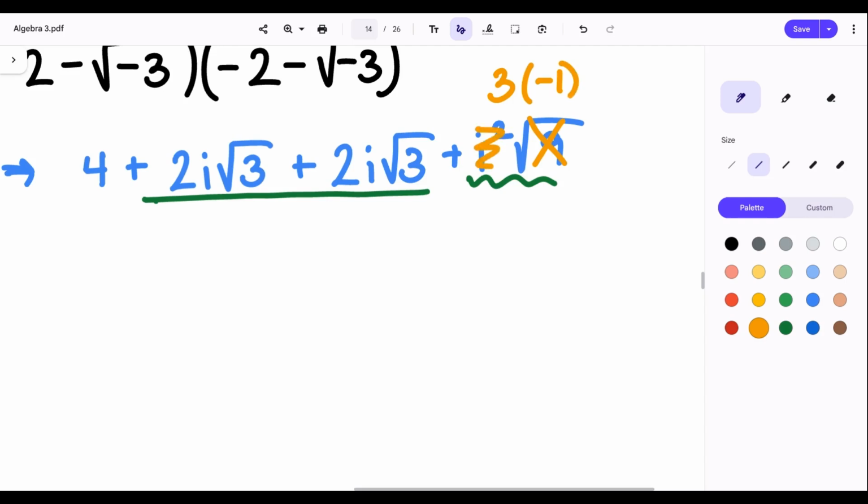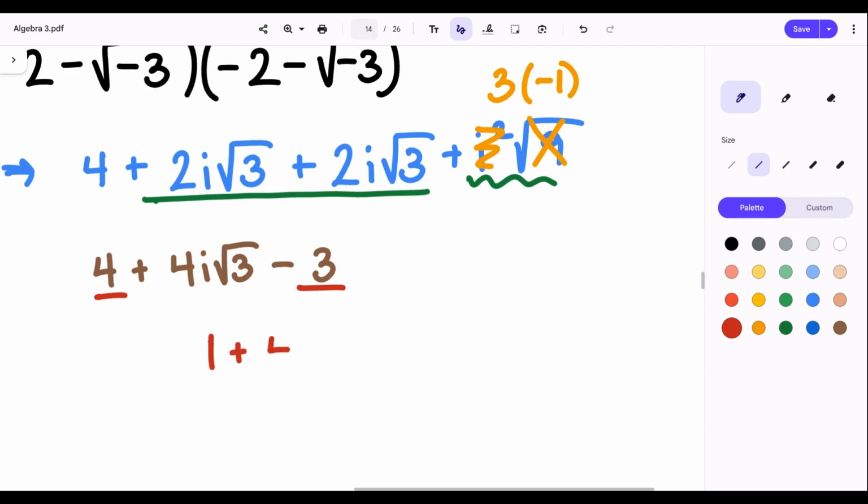Okay. So now if I think about what's going on, I have this 4. And then if I combine these middle terms because they're the same, it's just going to be 4i square root of 3. And then last here I have this 3 times a -1, which would be -3. What is the last thing that you could put together? You can put the 4 minus 3 together. That would just become 1, and then plus 4i square root of 3. And that's your answer.